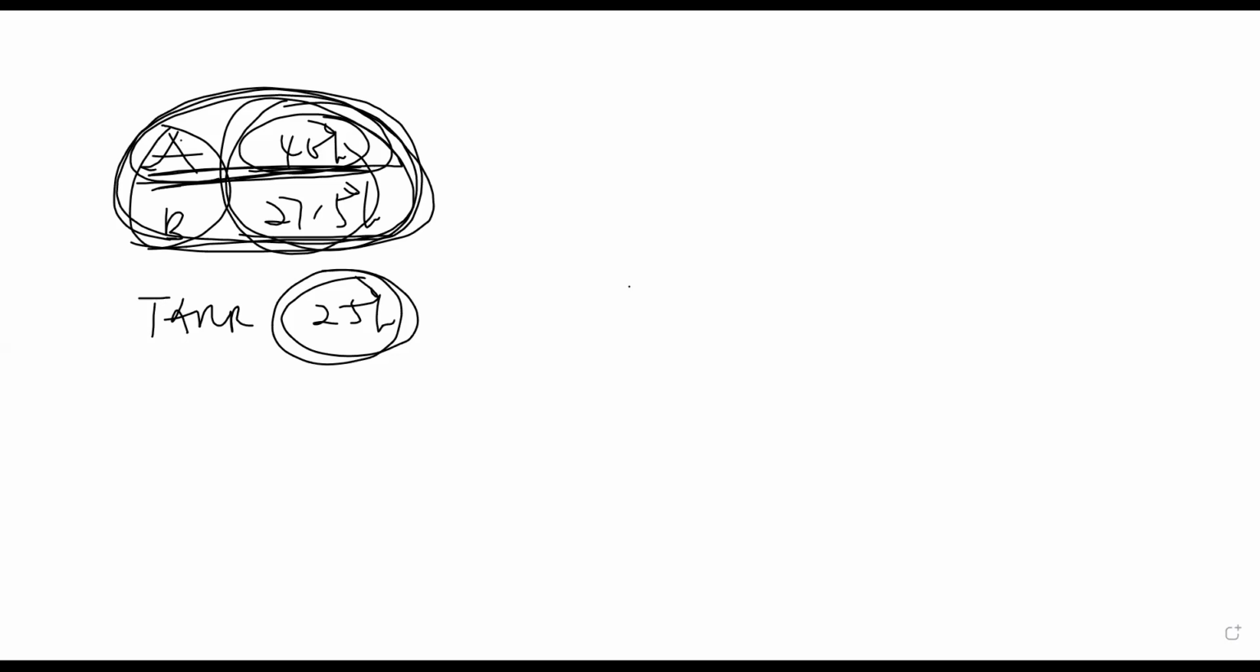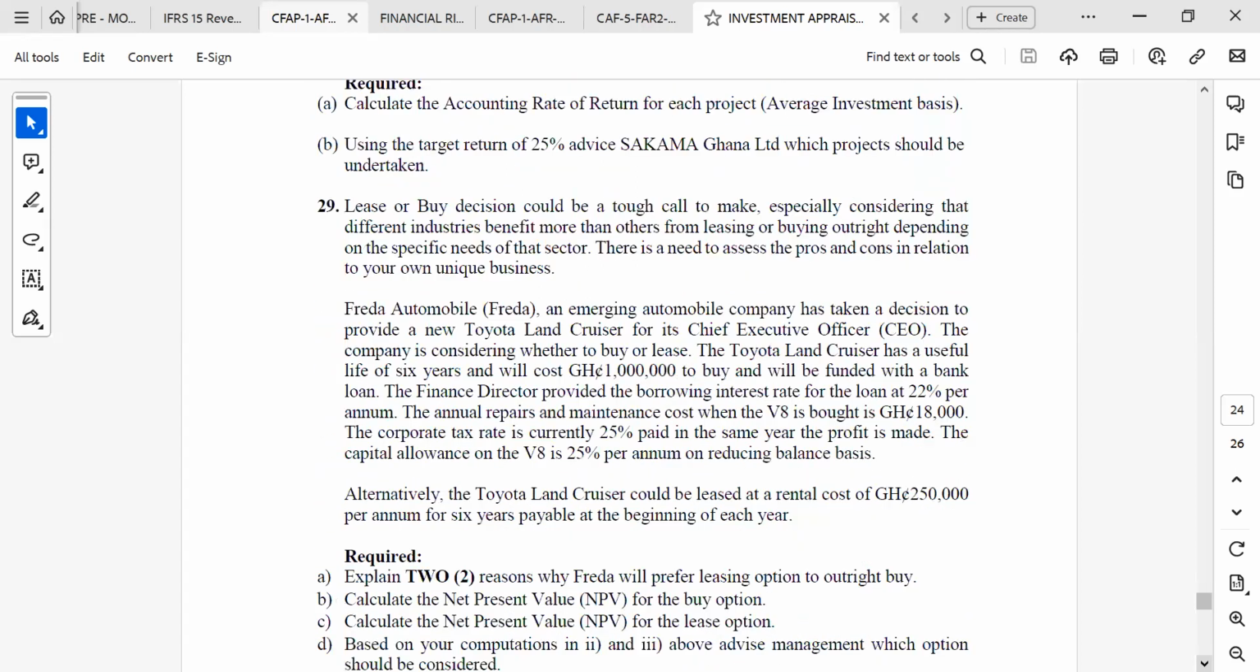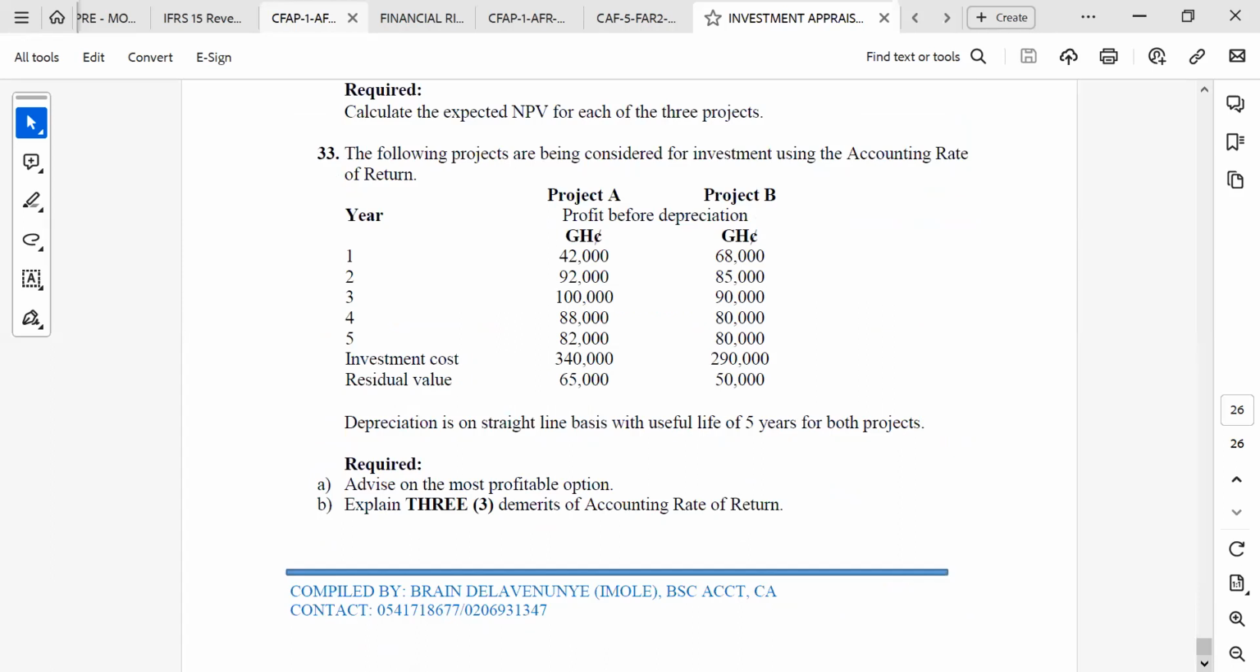So if you want to give the advice, you first look at the resources that the company is having. If they can undertake the two at once, they should go ahead with the two. But if they cannot, they should go ahead with the one giving them the highest results. Okay, let's look at the last question. Then we know that we are done with the basic issues.